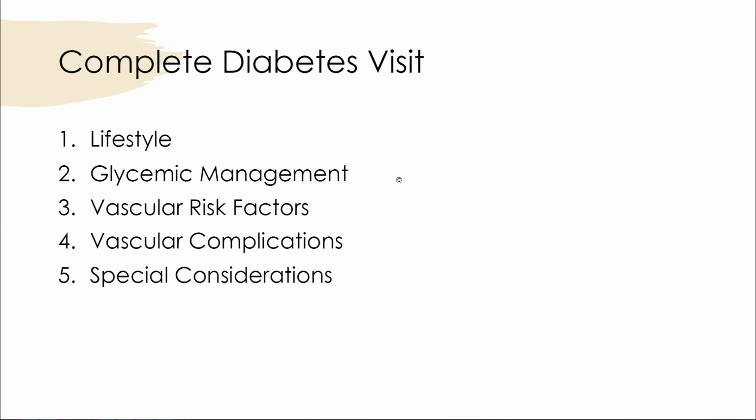So what are the aspects of a complete diabetes visit? Well, I consider them to fall into 5 categories in general. The first 4 apply to everybody. The 5th one is only for some people. The first aspect is lifestyle management, what people do with their lives. Then there's glycemic management, vascular risk factors, complications, and then some special considerations, which I won't go into detail today because they are specific to each particular patient. When I talk about that, I mean things like: is pregnancy a special consideration, or do they happen to have cirrhosis or something else?